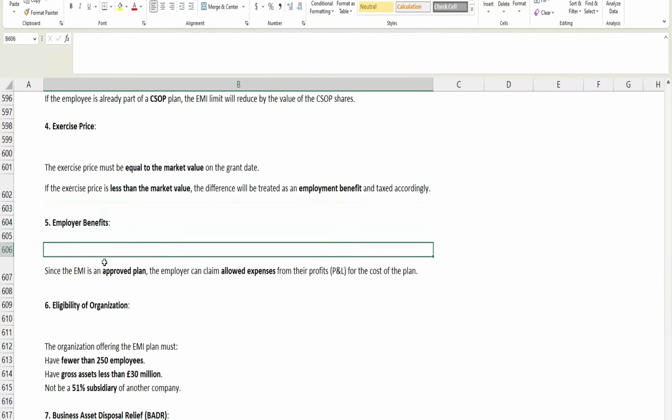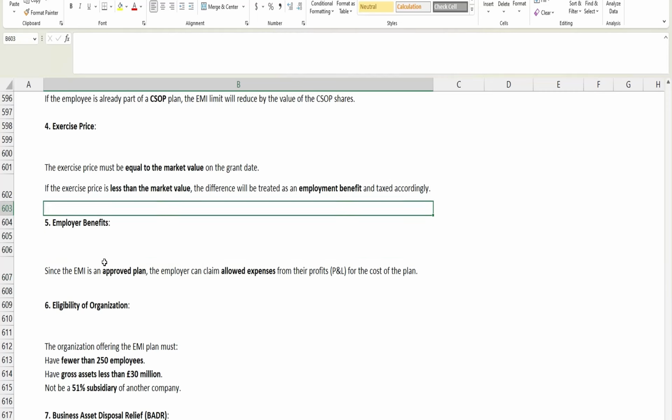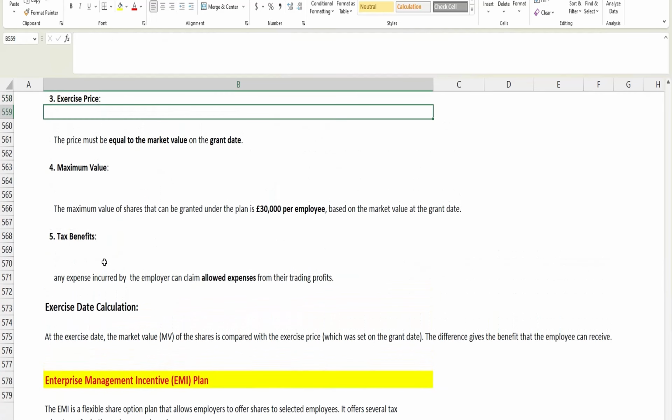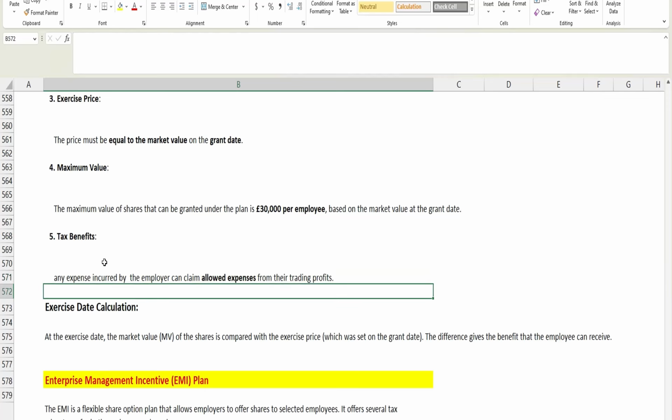So now for the employer, it's the same benefit in the CSOP as well as the EMI plan. As it is an approved plan, whatever expense is incurred by the employer in making arrangements for this plan can be an allowable expense and can be deducted against the trading profit. Right, and this was the same for the CSOP. If we look at the tax benefit for the employer, it's the same. They can also claim the allowed expense from their trading profit.